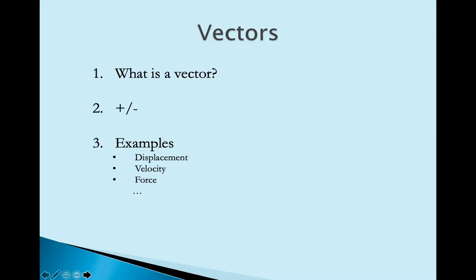In summary, a vector is a property that we add a direction to. That's what we call a vector. What do positive and negative mean? Positive and negative represent direction in the reference system, which we call the coordinate system. And we had these examples. We looked at displacement, velocity, force, and also we're going to learn about acceleration. So these are all vectors.